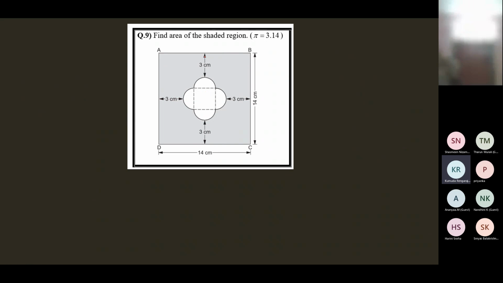Or you can also do this. You can take this one like this from here. This is 3, this is the radius, this is twice the radius, this is the radius, this is 3. The sum of all this is equal to 14. So like that you can find R, and you can also find the side of the square, which is 2R. That's all.